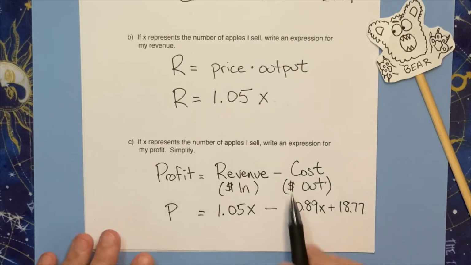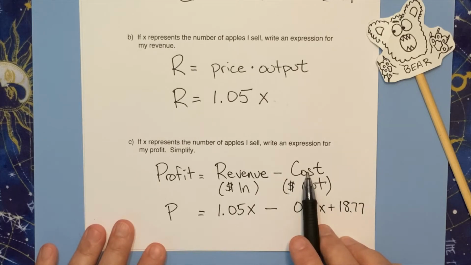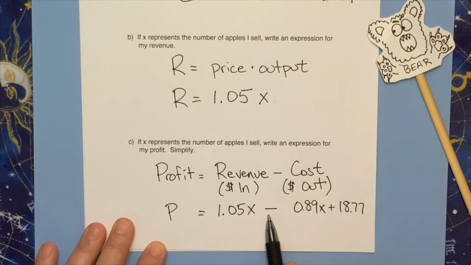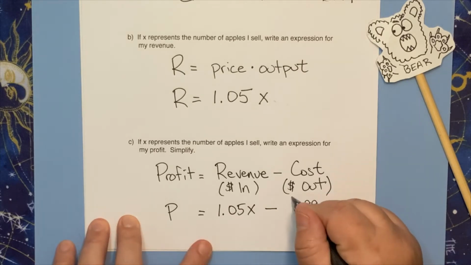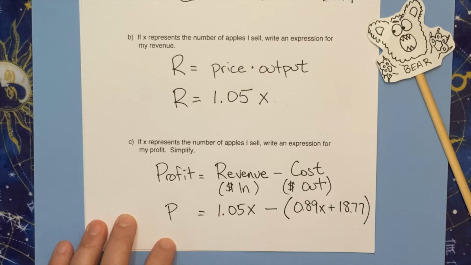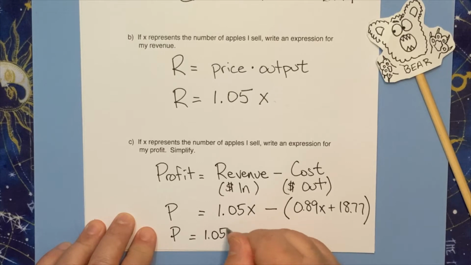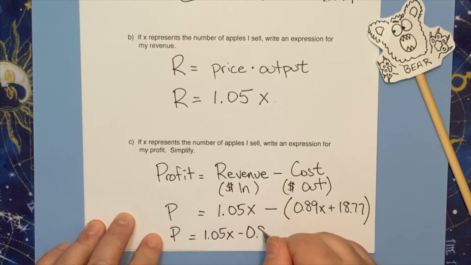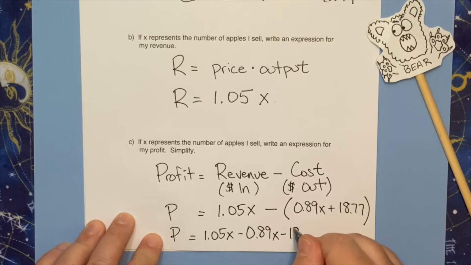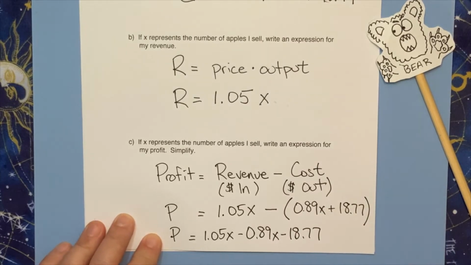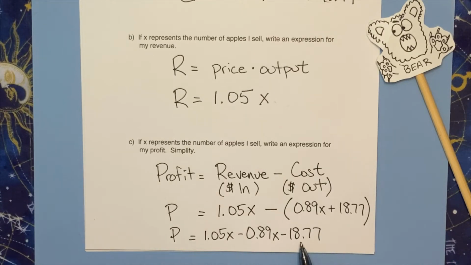And the mistake is that I have to subtract the whole cost equation. So here, when I do a minus there, that minus is only going to see the first term. So what I want to do is put cost in parentheses. And then that allows me to see, oh, I've got 1.05x minus 0.89x minus 18.77. And the tip-off here is that whenever you look at profit, you should be subtracting your fixed costs, right? Whatever your fixed costs are, they should not be adding to your profit. They should be subtracting from it.